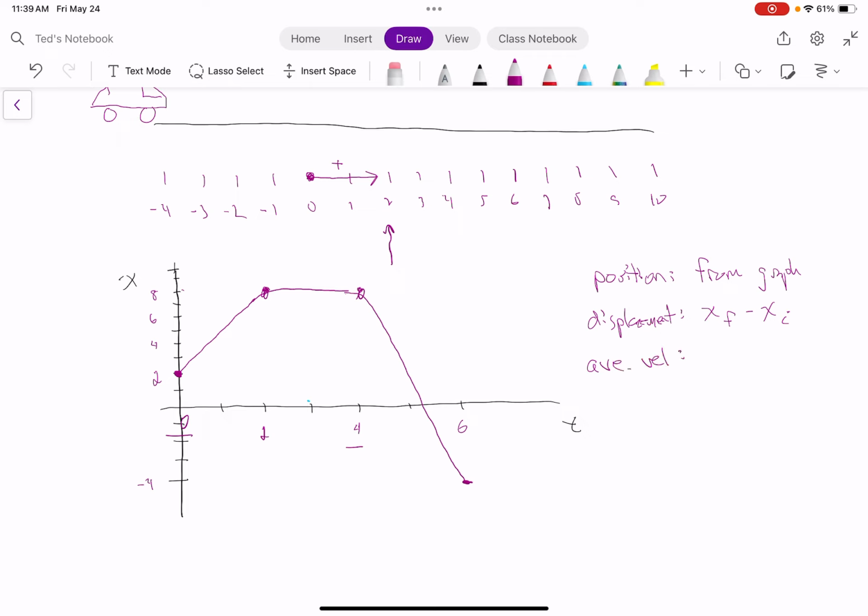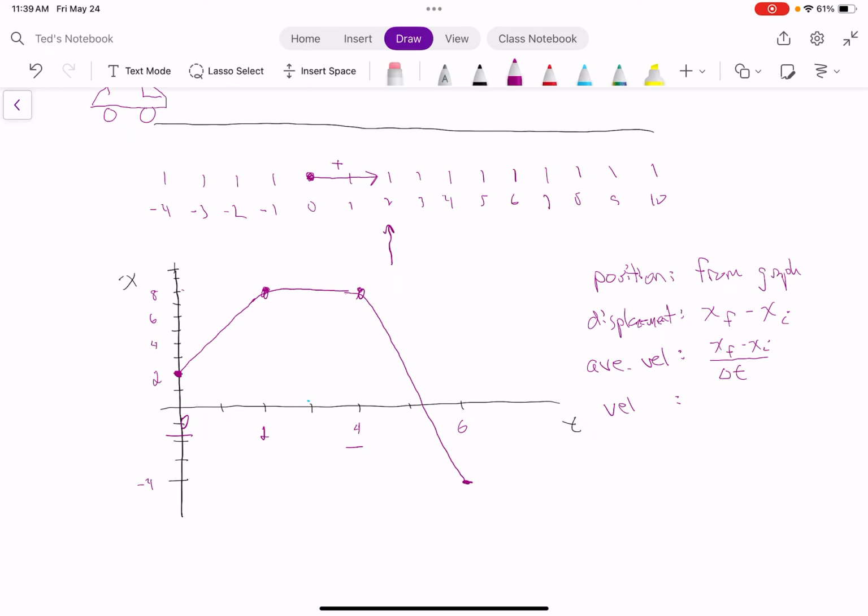To find average velocity, we're just going to do x final minus x initial divided by time. So again, we're going to read the graph twice, and then we're going to divide by the change in time. All right, well, what about instantaneous velocity?